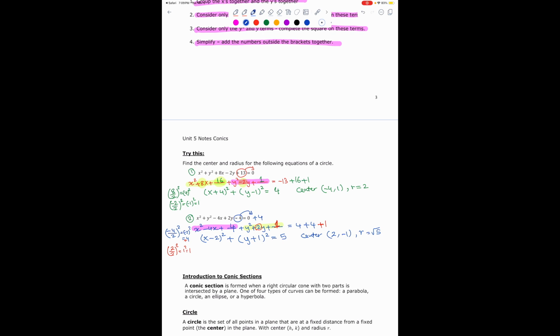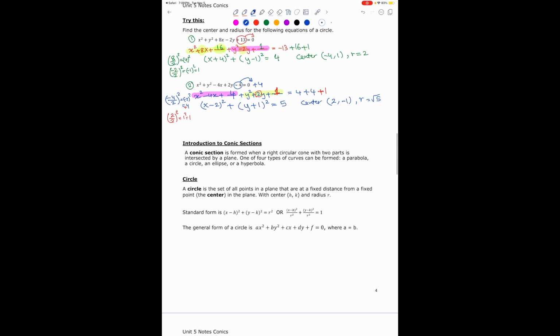Next, we're going to look at conic sections. A conic section is formed when a right circular cone with two parts is intersected by a plane. One of four types of curves can be formed: a parabola, a circle, an ellipse, or a hyperbola.